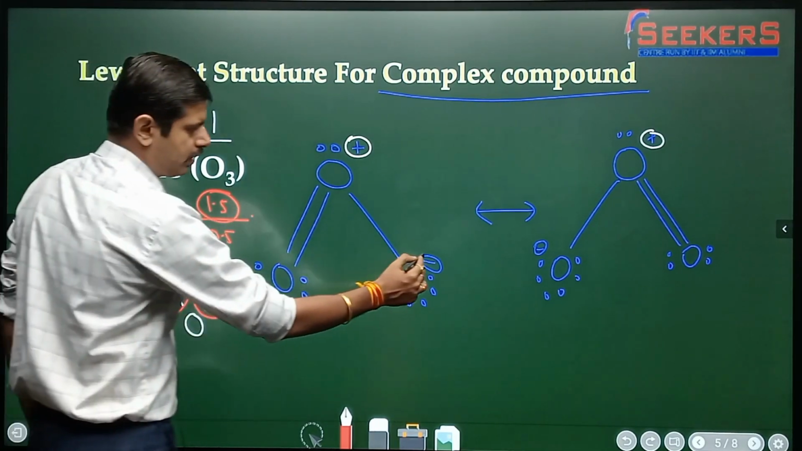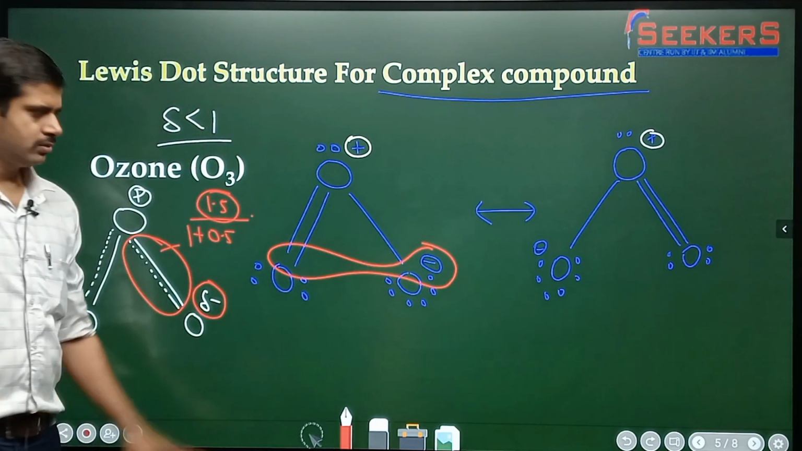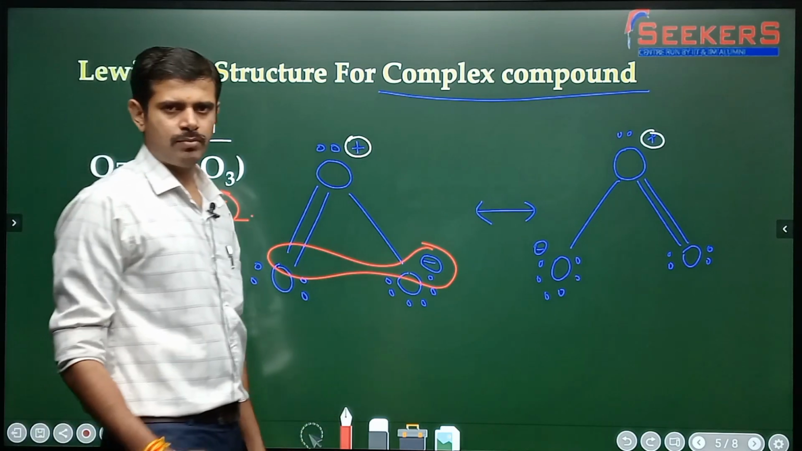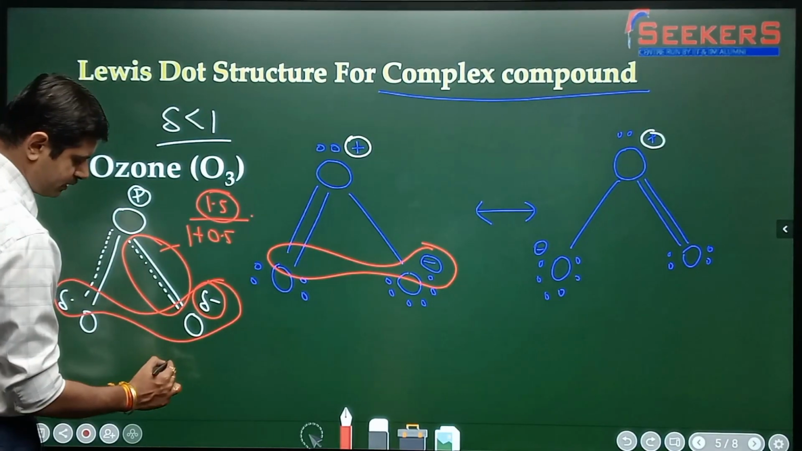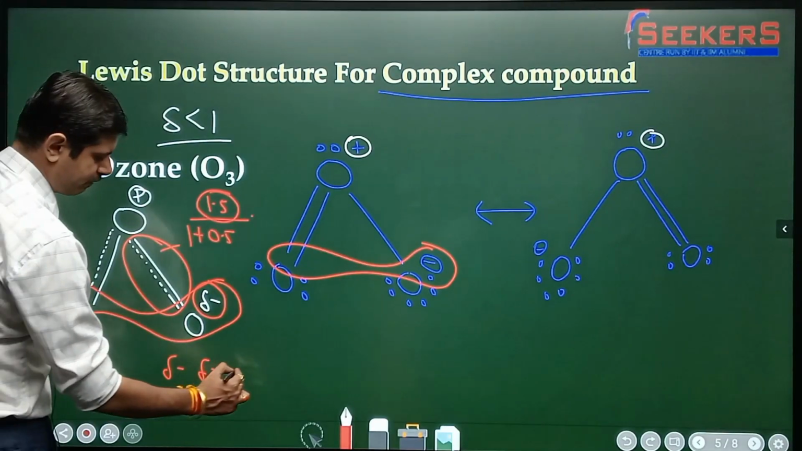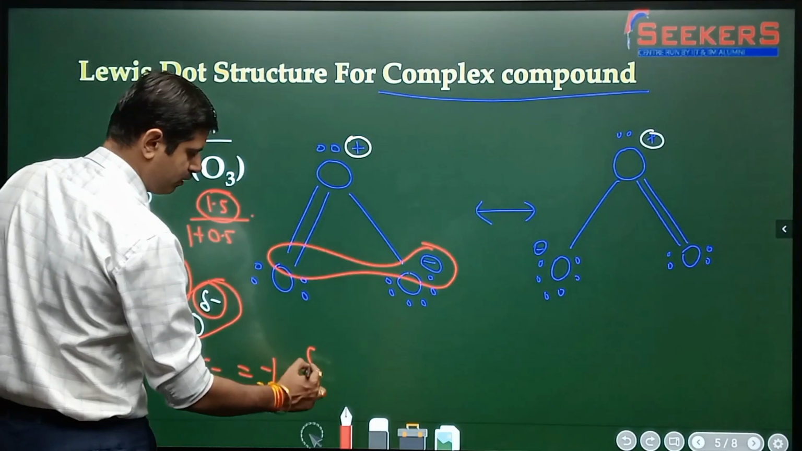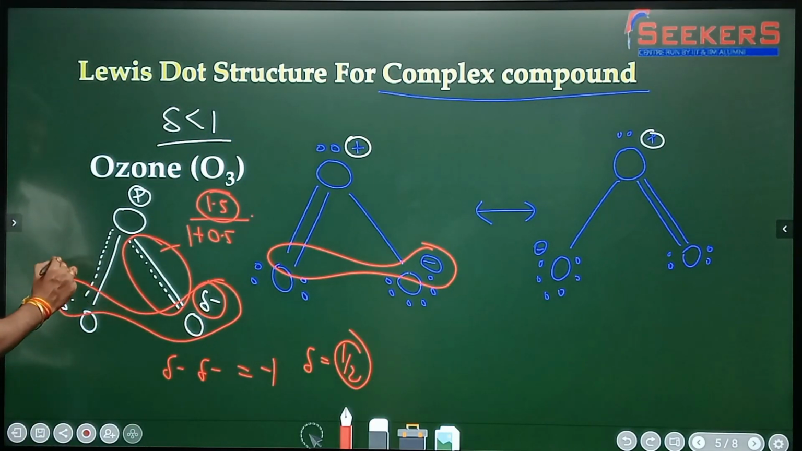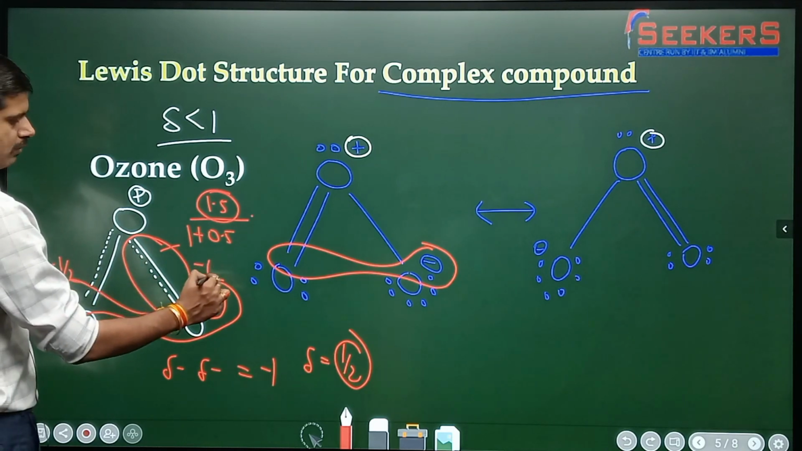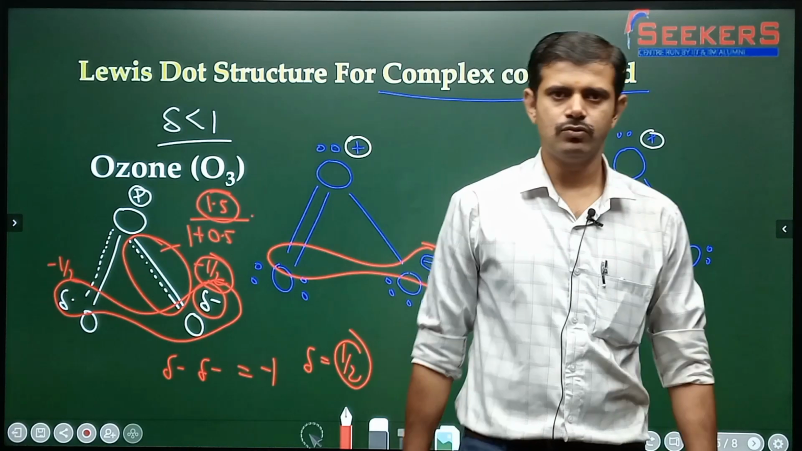See, what is the overall negative charge on these two oxygens? Here 0 charge, here -1. So -1. Here what is the overall charge? Del negative, which is equal to -1. So our del value will be equal to 1/2. So the overall charge here will be -1/2 and -1/2. This is how we draw the structure of ozone.